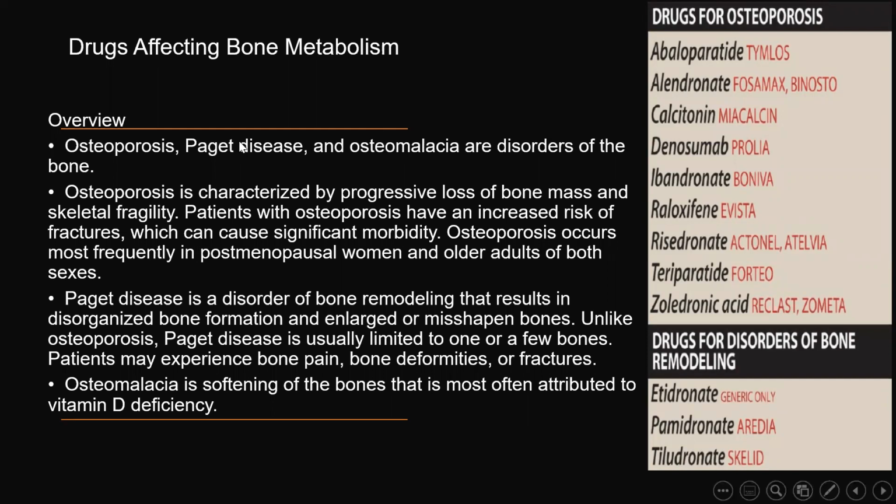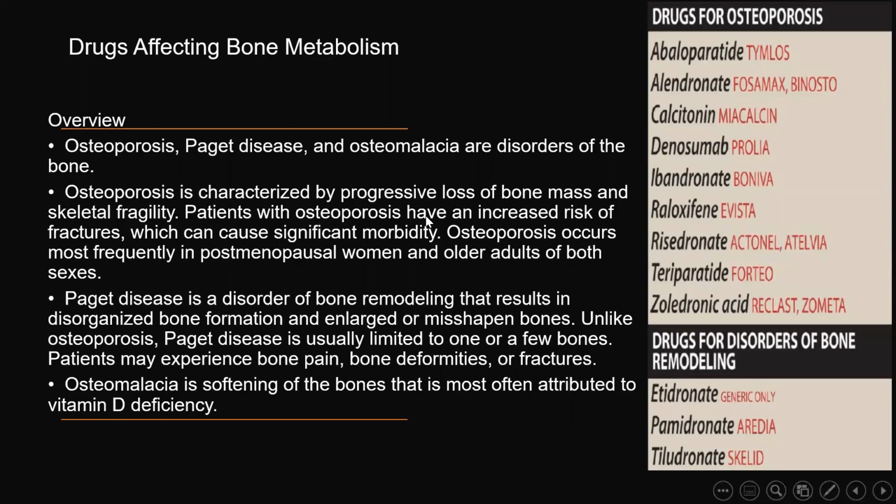Today we will talk about drugs that are affecting bone metabolism. Mainly we have three major disorders in the bone that we are interested in. These disorders are osteoporosis, Paget disease, and osteomalacia. But what are the differences among all these disorders?